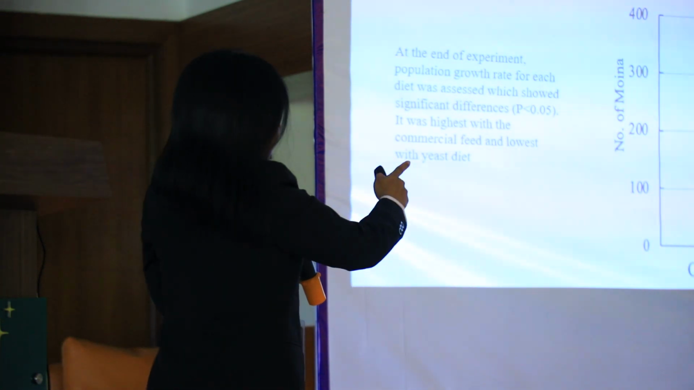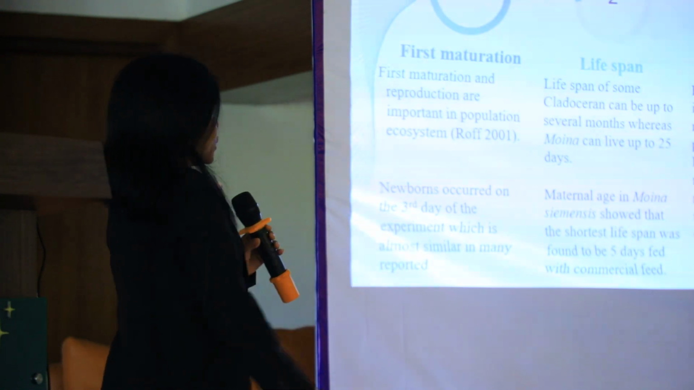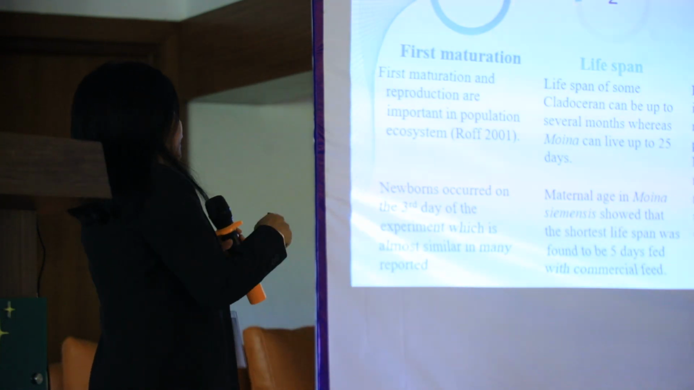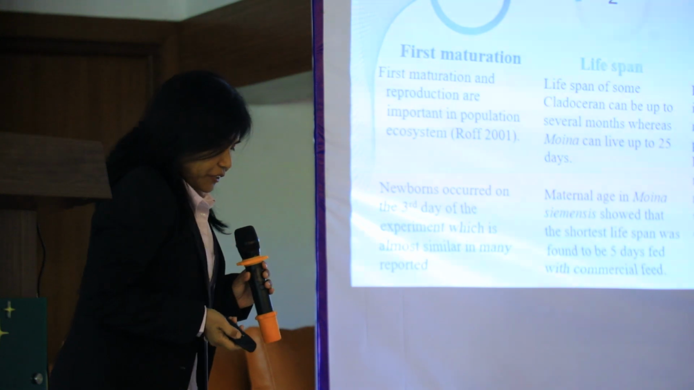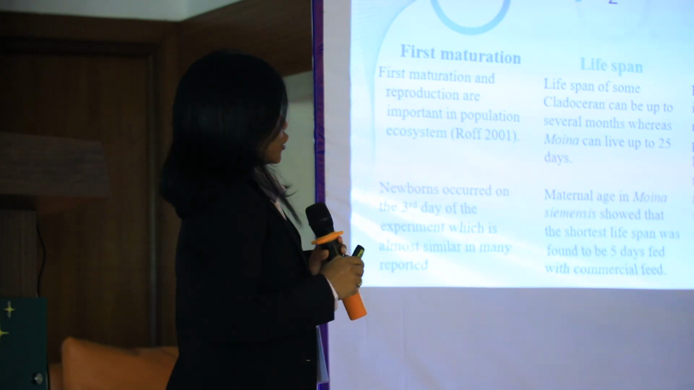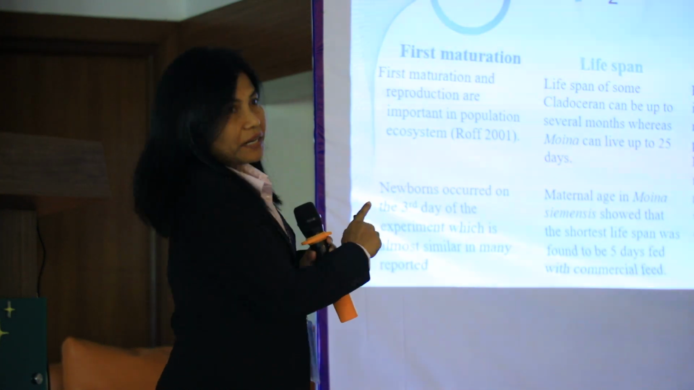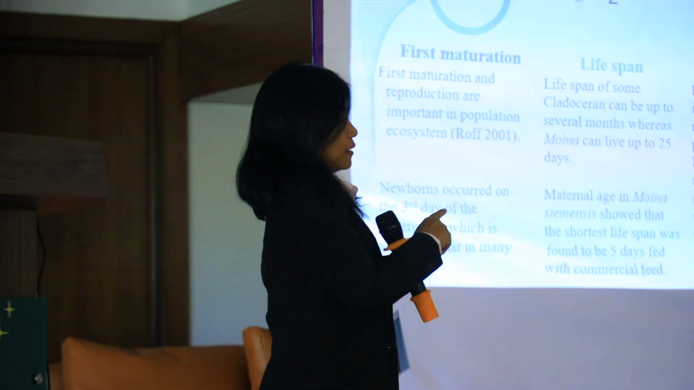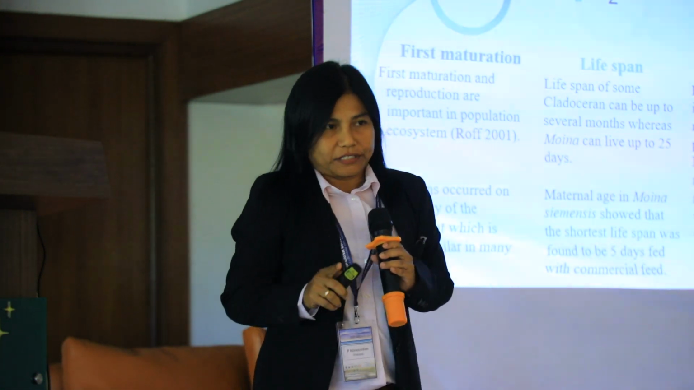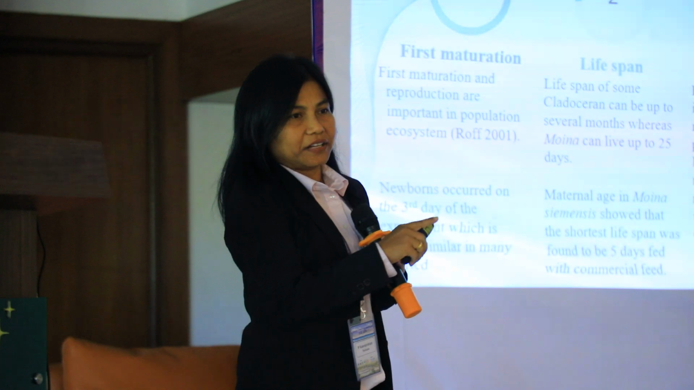And it is higher than in the commercial feed. This is the discussion. The first maturation is important in the ecosystem, and the newborns occurred on day 3, which is similar to many reports. For lifespan, moina is in the cladoceran group, which can survive for several months, and in the moina case, it can live up to 25 days.